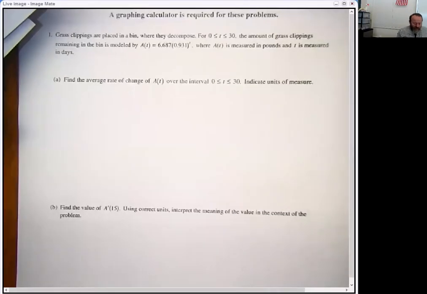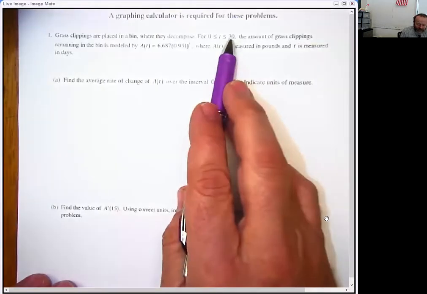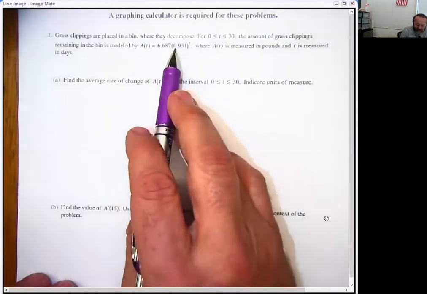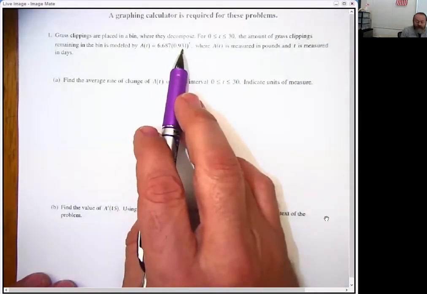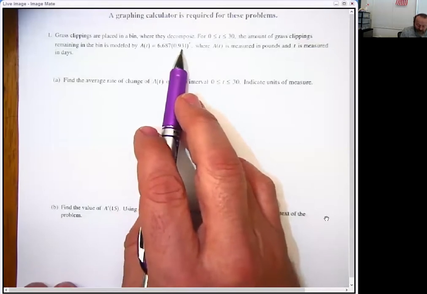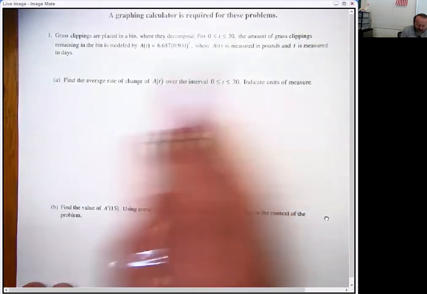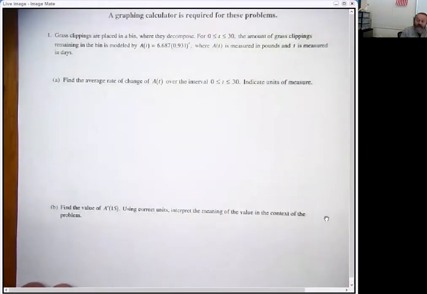Okay, so our first question says that grass clippings are placed in some kind of a bin for a period of time, and it's defined by this exponential equation. You'll notice this 0.931 means it would be an exponential decay story, where weight is measured in pounds and time is in days.